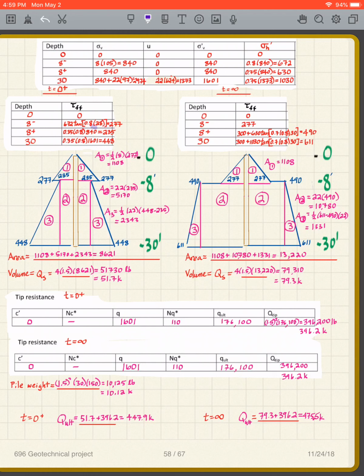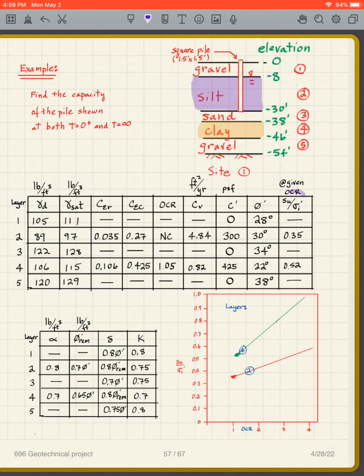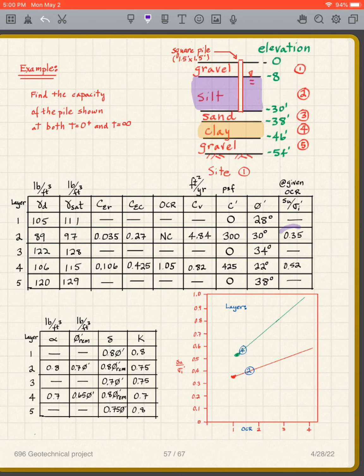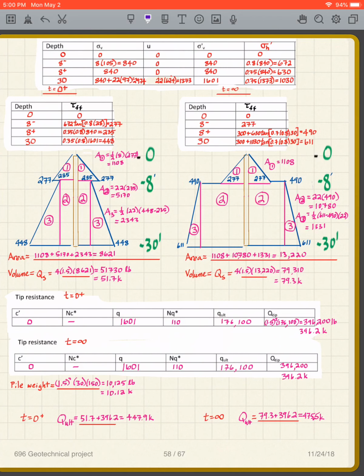So I'm going to use my sigma v prime 840 and 1601, so those go here, and that sigma v prime is my sigma prime I. So I have my SU over sigma prime I, SU being undrained shear strength, and the ratio of those two is 0.35, and so the 0.35 is going to go there, and the 840 there.